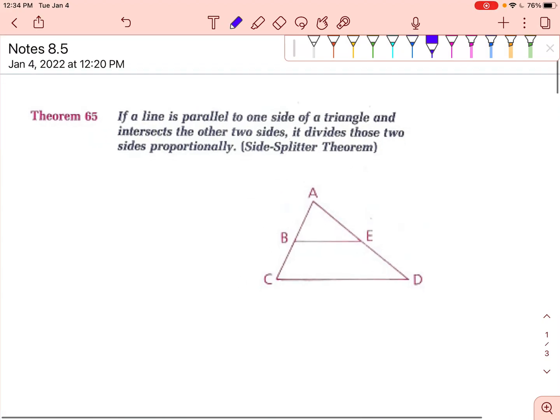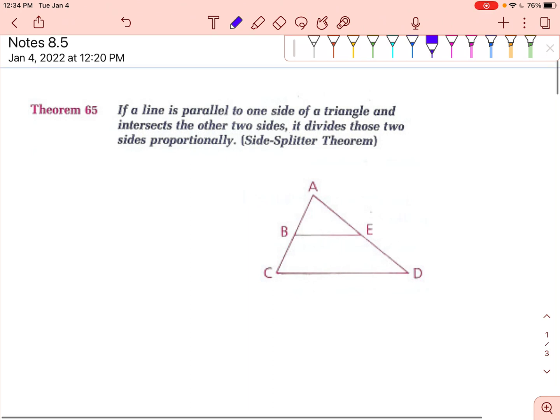So we are on section 8.5, and we're still working with similar triangles. We're going to talk about 3 theorems today. And again, I want you to get in your head that in similar triangles, the angles are congruent and the sides are proportionate, okay? So the first theorem is called the side splitter theorem.